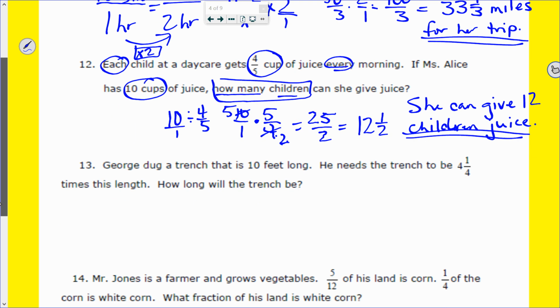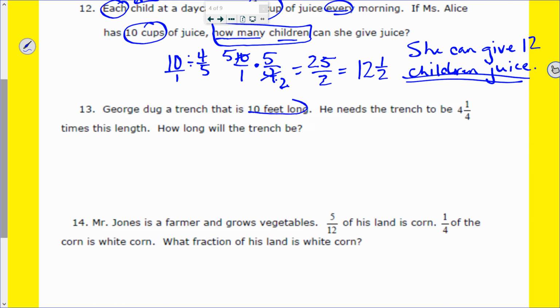Our next one, George dug a trench. It's 10 feet long. He needs the trench to be 4 1/4 times this length. How long will it be? This one's actually really simple because they even told you what to do. So we're just doing 10 times the 4 1/4.